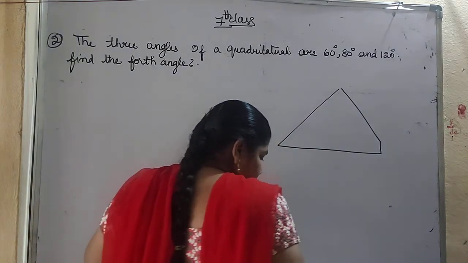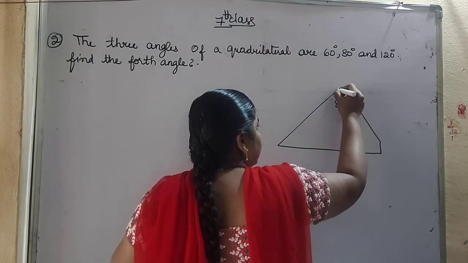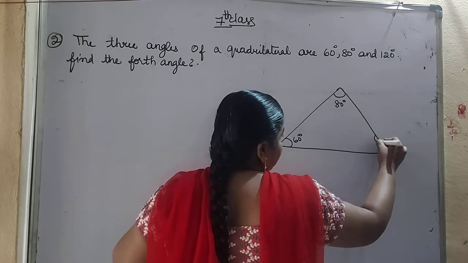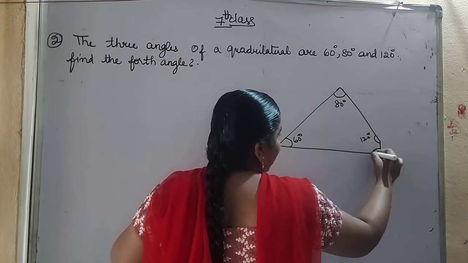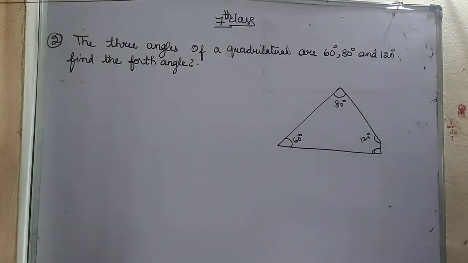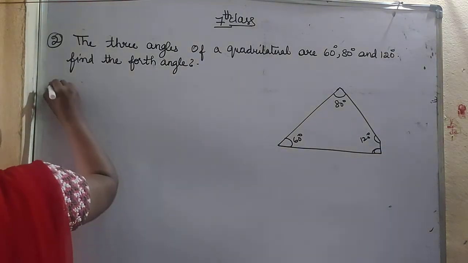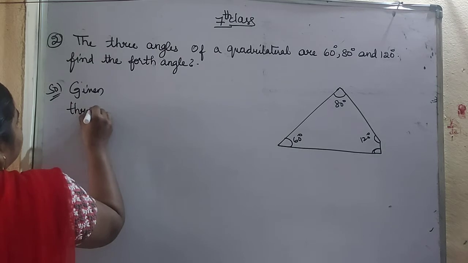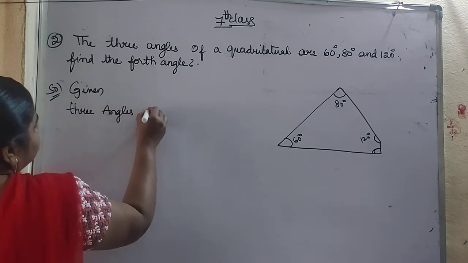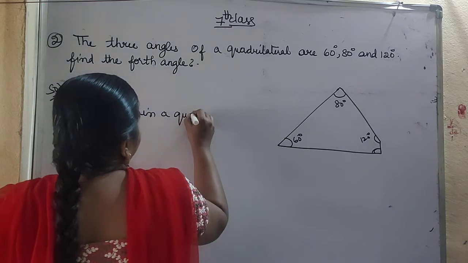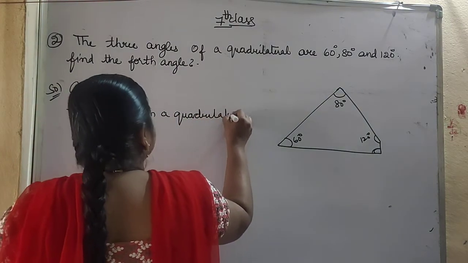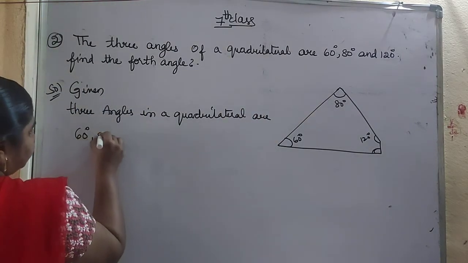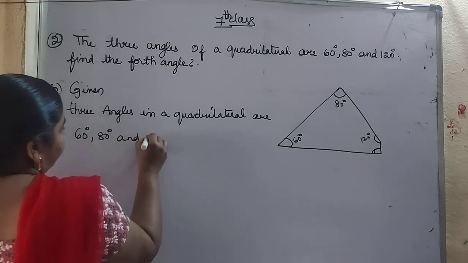This is the figure. Here they have given this as 80. This is 60. This is 120 degrees. This angle we have to find, the fourth angle. So how to find this fourth angle, we will see. So given three angles in a quadrilateral are 60 degrees, 80 degrees and 120.